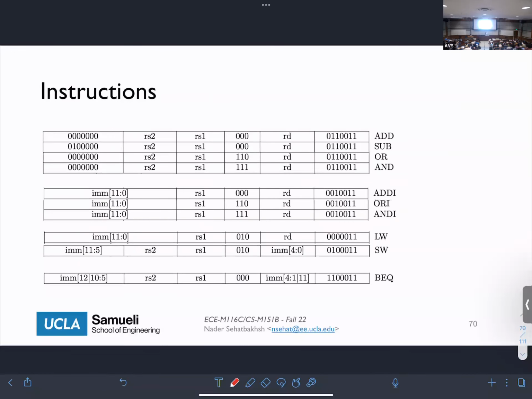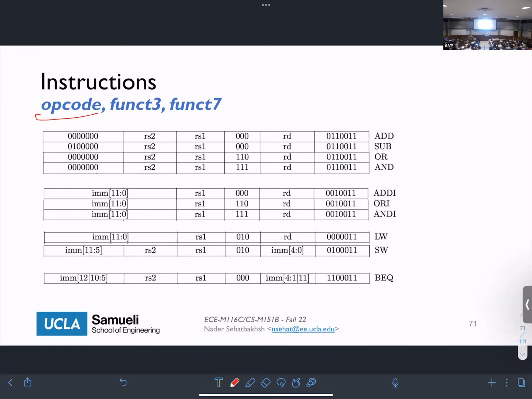All right. So to remind you about the instructions that we're going to look at, I'm just going to grab them and put them all together. So we have 4 R-type instructions, 3 I-type instructions, 1 load and 1 store, and 1 B-type instruction, the branch equal. And the things that you need to pay attention to in order to distinguish these instructions from each other, which is the first role of the controller, to understand which instruction this is, we need to rely on 3 things. We need to rely on the opcode, the func3, and func7.